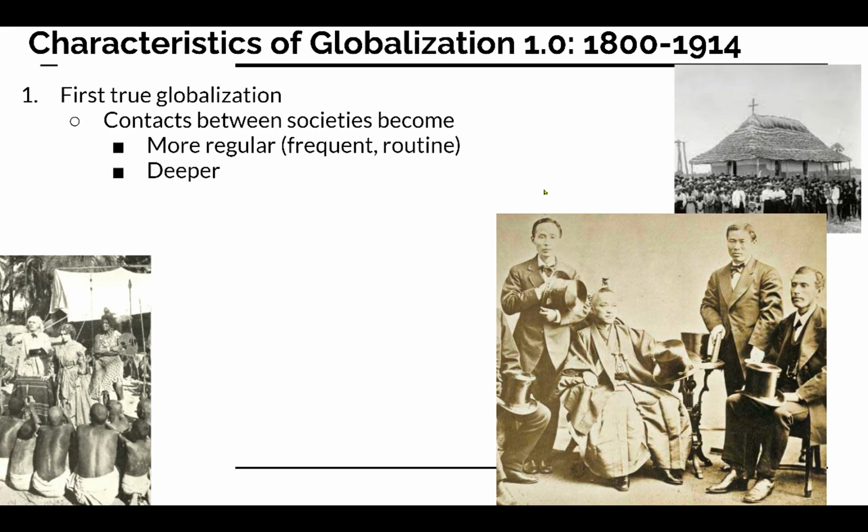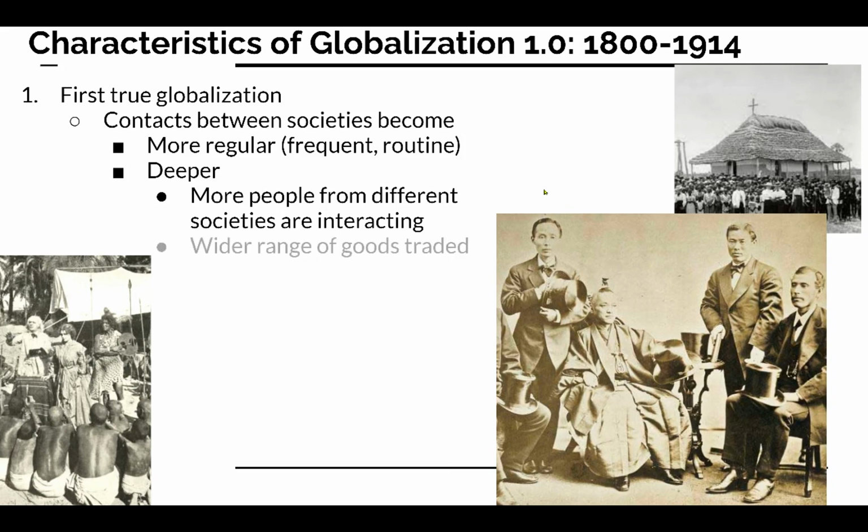And the contacts are deeper. This is no longer the Silk Road, where only the most expensive luxuries are transported, and by a few number of people. We have more people from a greater number of societies interacting with one another. And much more is being traded. It's not just going to be luxuries anymore. It's going to be things that people consider essential and that they use every day.